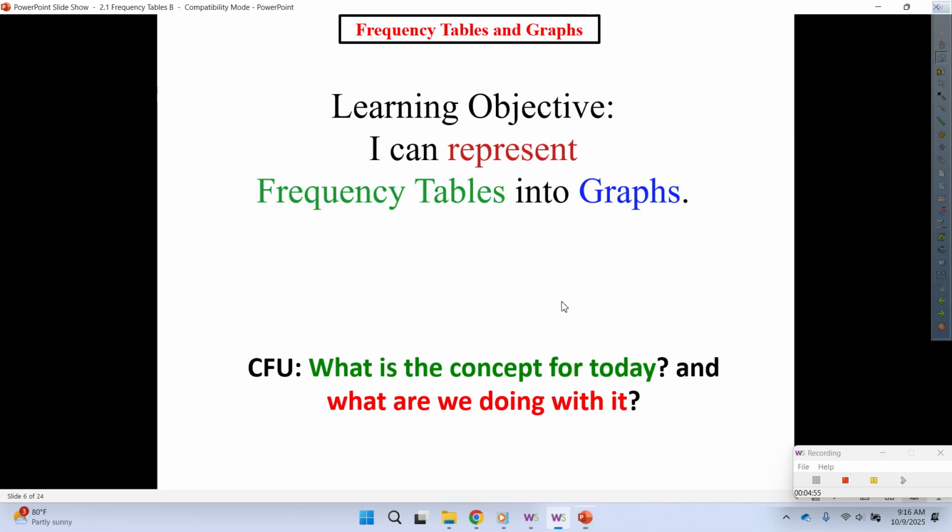All right, so we're in the middle of frequency tables and graphs. So our objective for today, I can represent frequency tables into graphs. Today we're not going to add anything to this session because I want you guys to get extra practice. So today's going to be a practice day, but you will finish in class. So here we go. A faster way? Yes, there is a faster way. All right. Yeah, of course, once you know the long way.